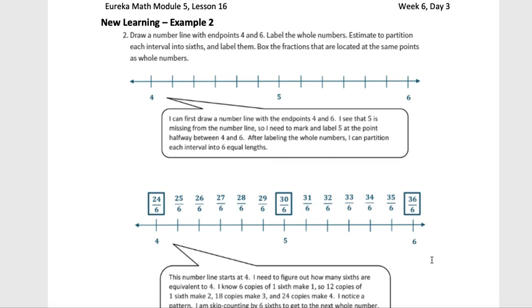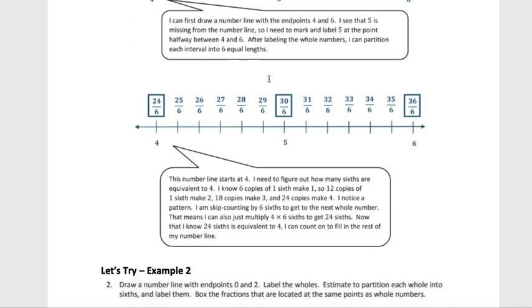So it says I can first draw a number line with the endpoints 4 and 6. I see that 5 is missing from the number line, so I need to mark and label 5 at the point halfway between 4 and 6. After labeling the whole numbers, I can partition each interval into 6 equal lengths. This is very important to pay attention to, ladies and gentlemen, because we cannot forget about that whole number 5. You can't just go from 4 to 6 without remembering about our whole number 5. So it goes 4, 5, 6, and there needs to be 6 equal parts in between each.